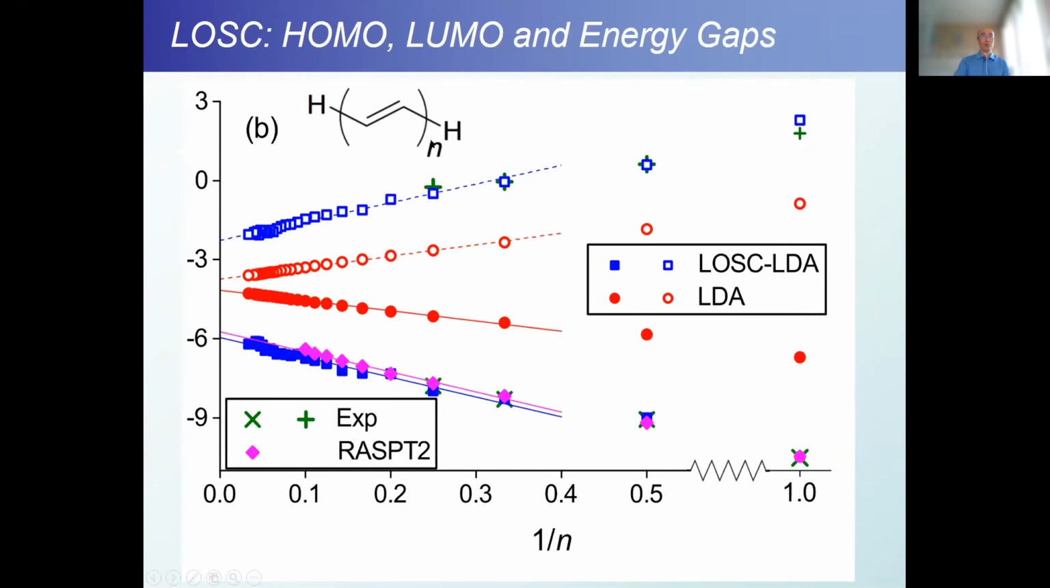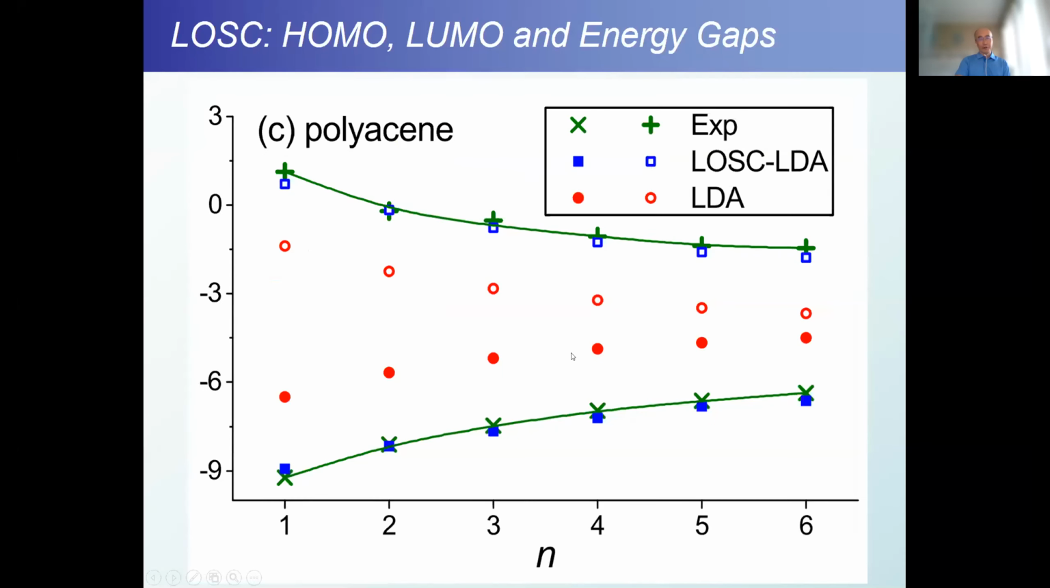Band gap for polymers has exactly the same picture. So this is the N and the polyacetylene. You can see that LDA predicts a small gap vanishing at a very large distance, and then the lOSC correction matches well with experiment, whereas PT2 for a finite system gets a finite gap. Polyacene, same story. So we can predict the gap very nicely now.